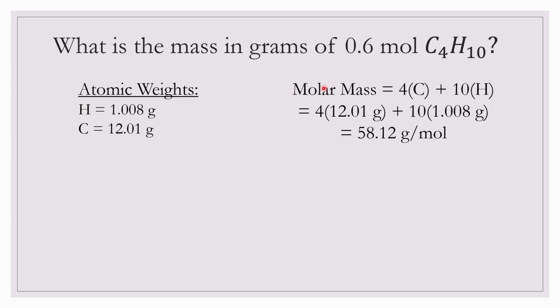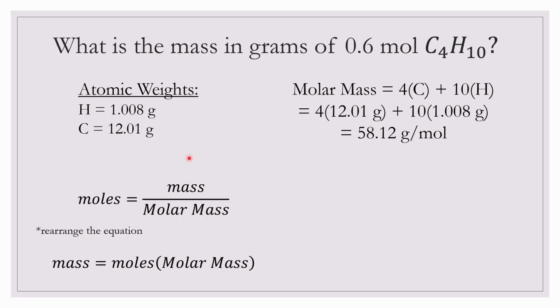Next, to calculate the molar mass, we see that we have 4 carbons and 10 hydrogens. So we will use the atomic weights and substitute. We get 4 times 12.01 plus 10 times 1.008, which is equal to 58.12 grams per mole.